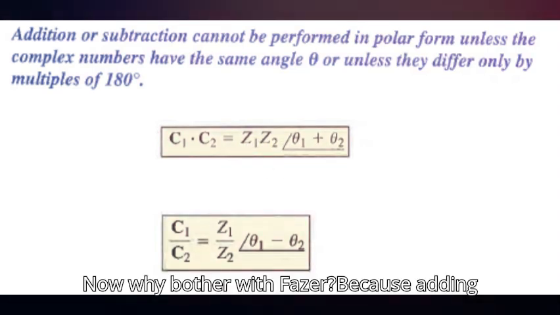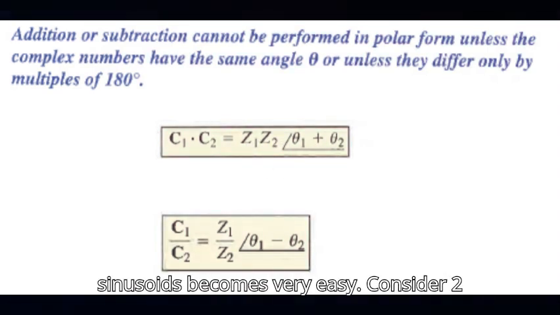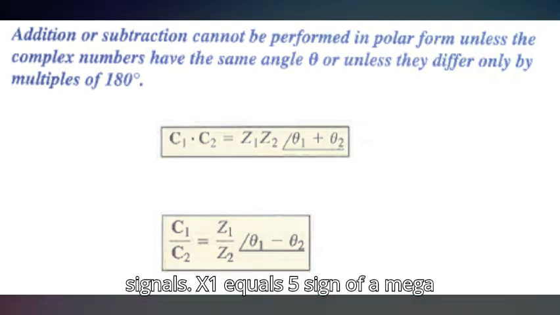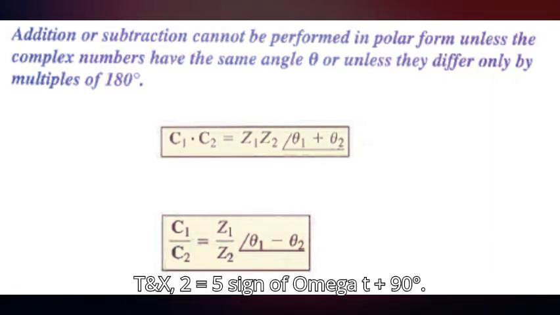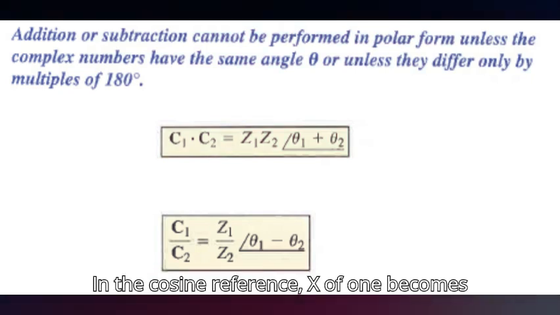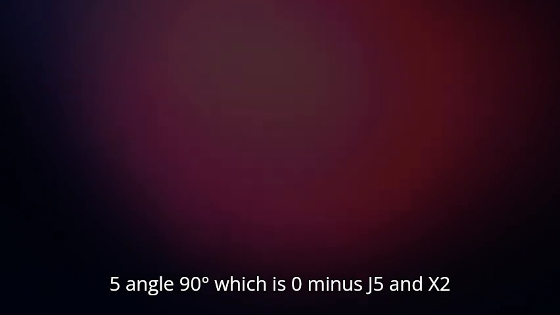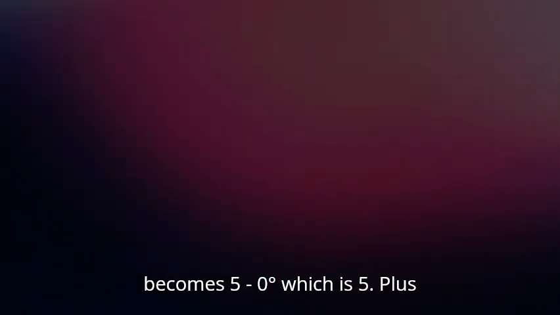Now, why bother with phasors? Because adding sinusoids becomes very easy. Consider two signals. x1 equals 5 sine of omega t, and x2 equals 5 sine of omega t plus 90 degrees. In the cosine reference, x1 becomes 5 angle negative 90 degrees, which is 0 minus j5, and x2 becomes 5 angle 0 degrees, which is 5 plus j0. Add them to get 5 minus j5.